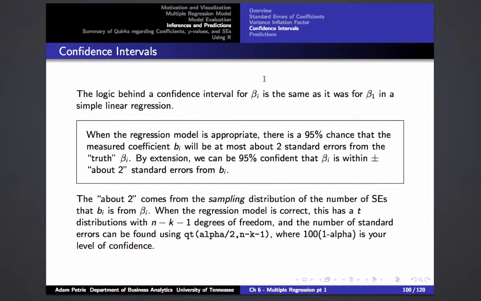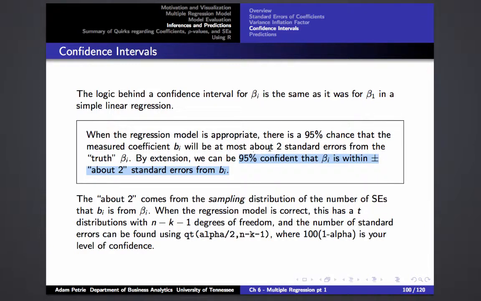Okay, so armed with the standard error, we have an idea for how far off what we measured the coefficient to be is likely to be from the truth. We can convert that into a confidence interval. So when the regression model is appropriate, there's a 95% chance that the measured coefficient will be at most 2 standard errors away from the truth. So by extension, we can be 95% confident that the truth is within plus or minus about 2 standard errors away from what we measured.